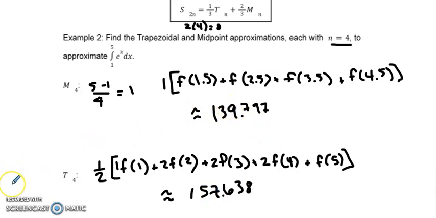So it looks like the trap is an overestimate and the mid is an underestimate. Just to bring it back, Simpson's rule told us that the approximation was 145.744. So it's actually somewhere in the middle.